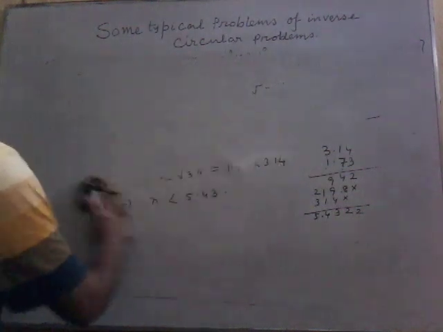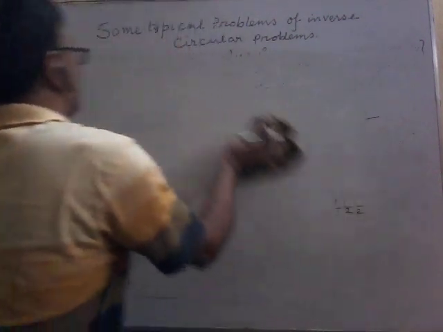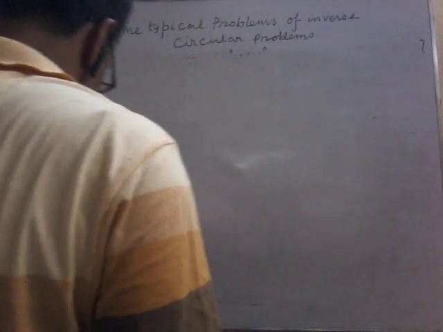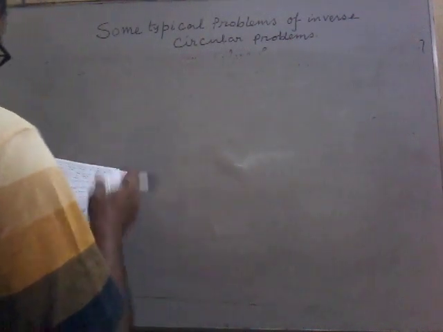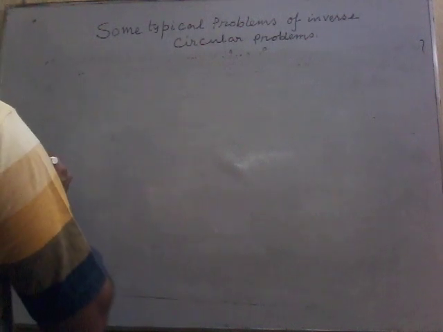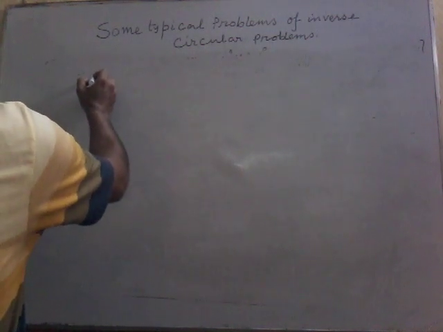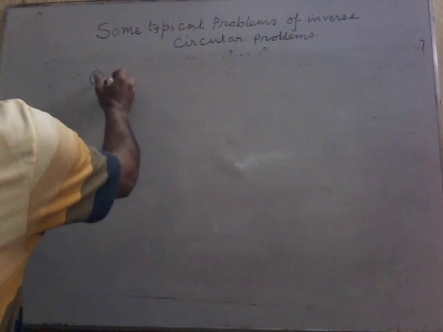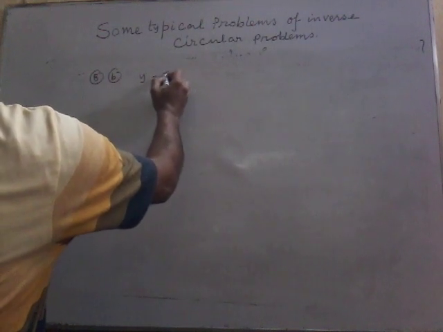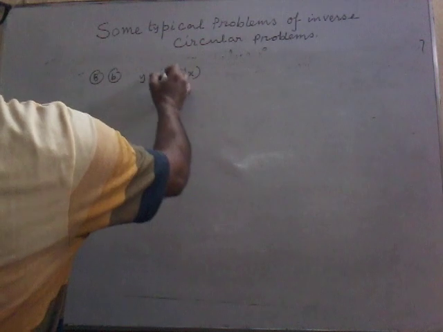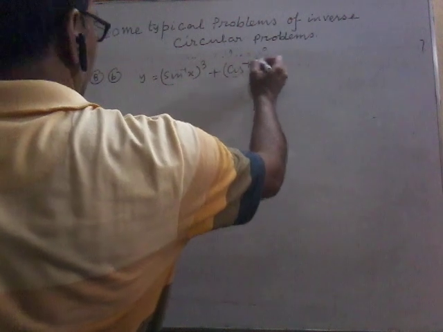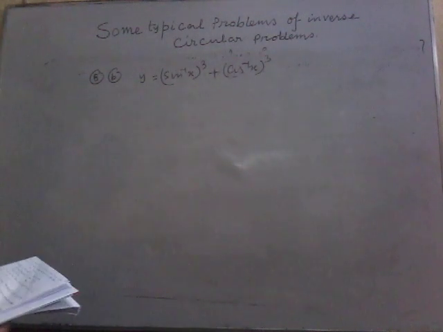Now, to find the maximum and minimum value of inverse circular functions, write 8 sine inverse x whole cube, cos inverse x whole cube.